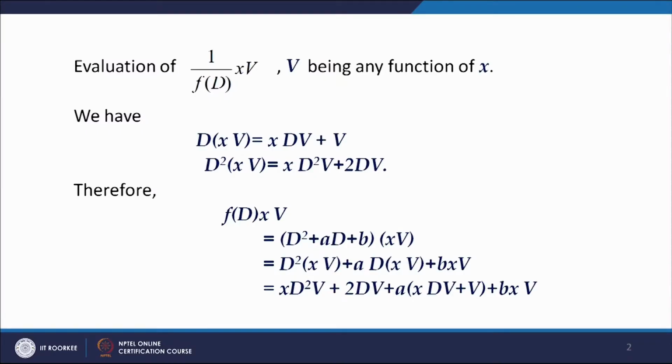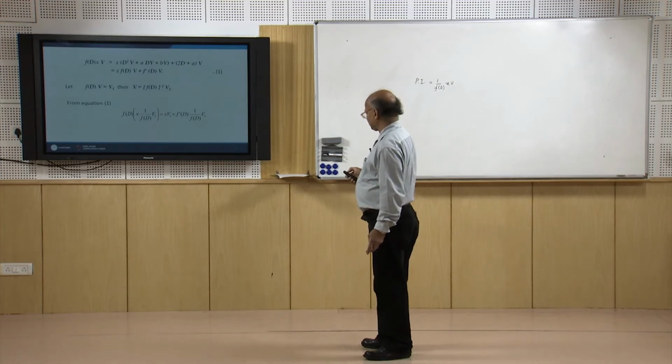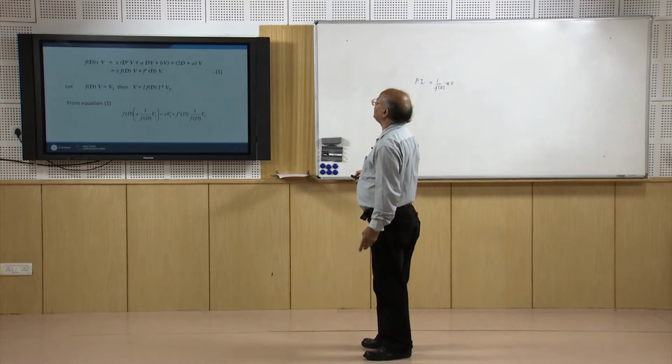So, F(D) operating on xV will give you D square plus aD plus b operating on xV, and since D is a linear operator, D square operating on xV plus a times D operating on xV plus b xV. Now, the value of D square xV we can put from here: x D square V plus 2 DV, and then the derivative of x into V can be put from here. So, we have a times x DV plus V plus b xV, which can then be written as x D square V plus a DV plus bV plus 2D plus a operating on V.